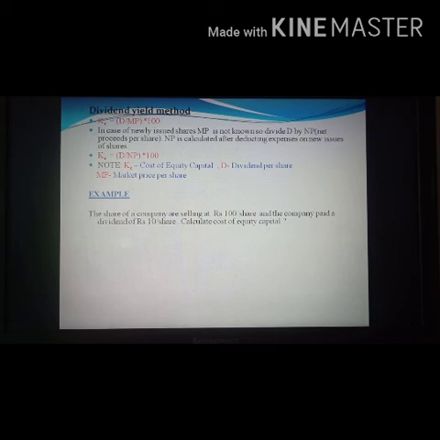We will have a small example question. The shares of a company are selling at rupees 100 per share, and the company paid a dividend of 10 per share. Calculate the cost of equity capital. Here the market value of the share is given, MP is 100, and the dividend is also given, 10. So we can use the formula KE is equal to D divided by MP into 100. D is equal to 10, MP is equal to 100. Substituting, we get 10% as the cost of equity share capital.